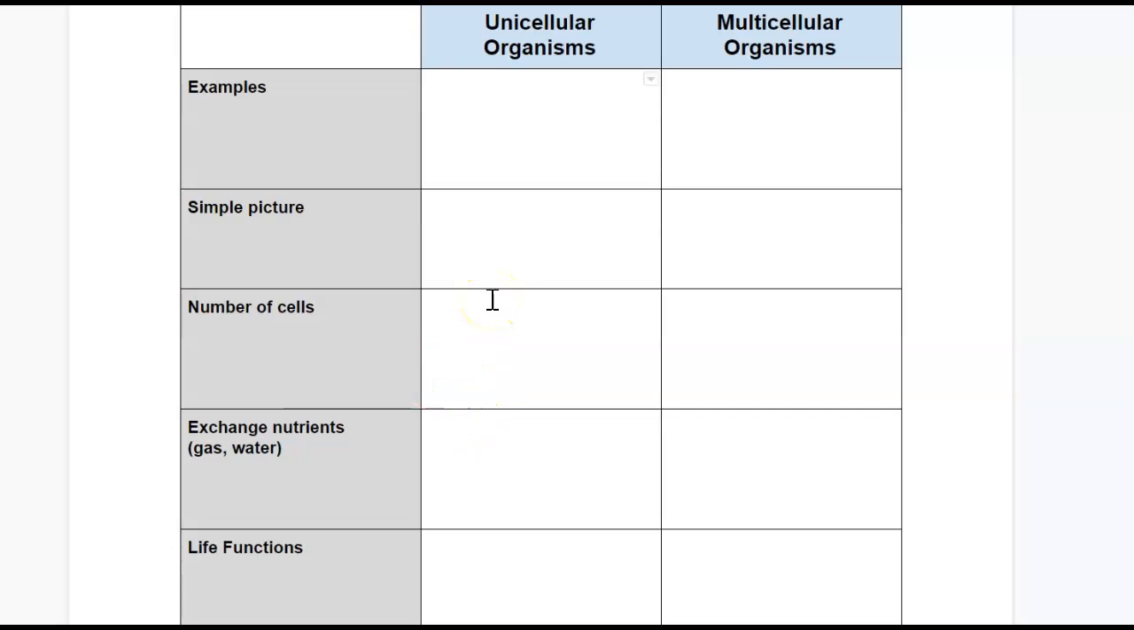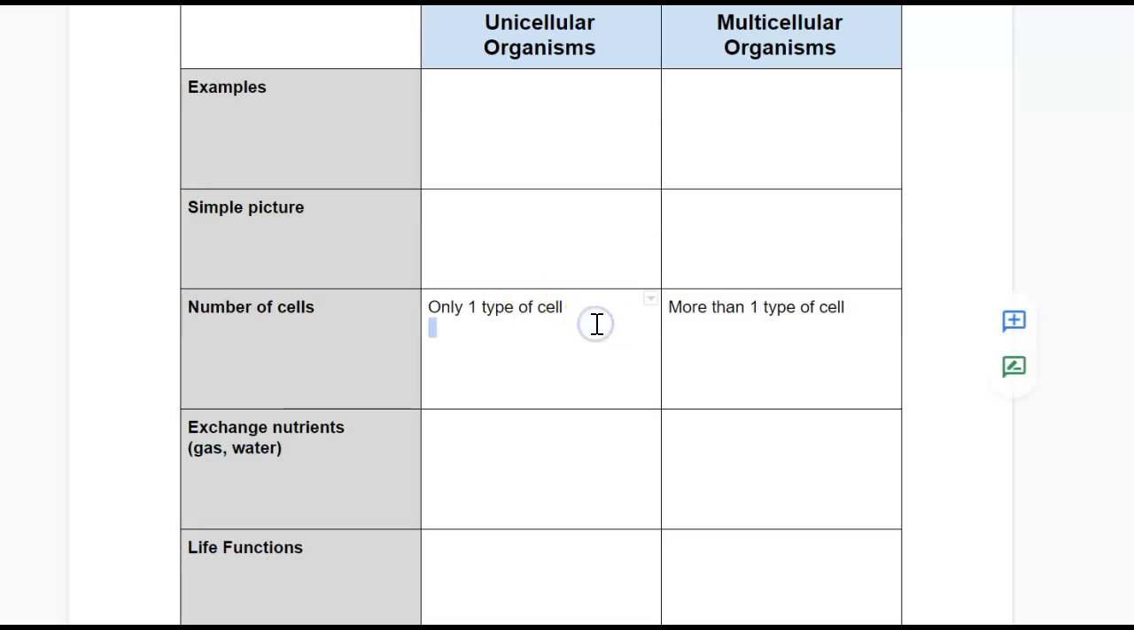The first thing we want to think about is what is the main difference, or how do we determine which ones are unicellular organisms and which ones are multicellular? Well, it all depends on the number of cells. Unicellular organisms have only one cell. Multicellular organisms have more than one cell. It's important to know that this is more than one type of cell. Sorry, I'm just putting both of those here.